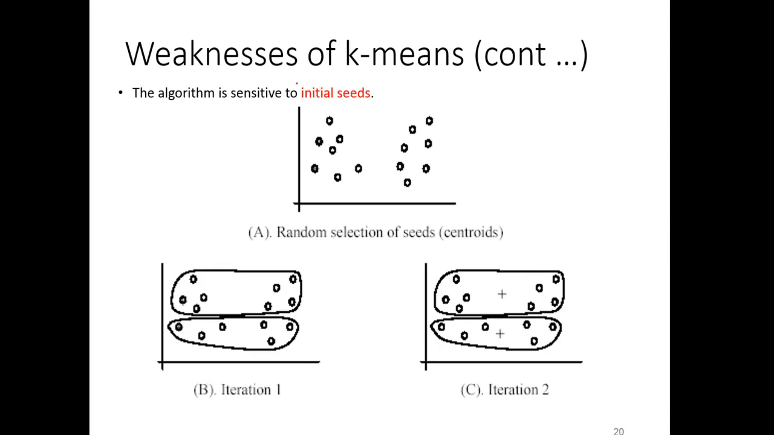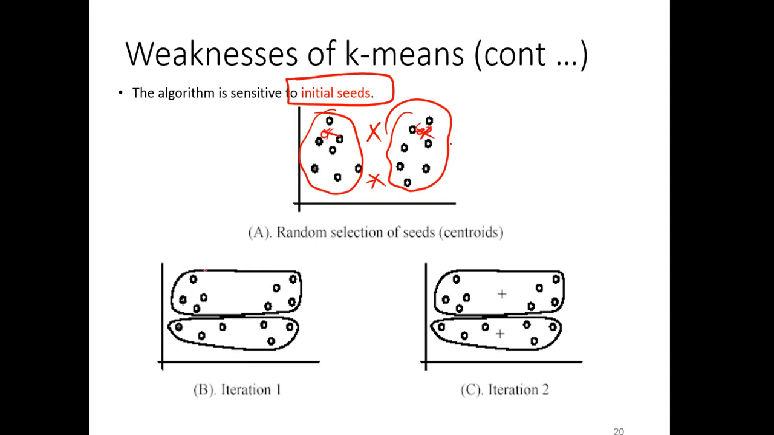The algorithm is very sensitive to the initial state. That's another weakness of k-means. Initial state means that when the algorithm first chooses the initial points, that will decide how the clustering will happen. Here is a typical example. We have taken the same example, right? This is one cluster, this is another cluster. But let's say the initial data points have been chosen to be somewhere here and somewhere here.